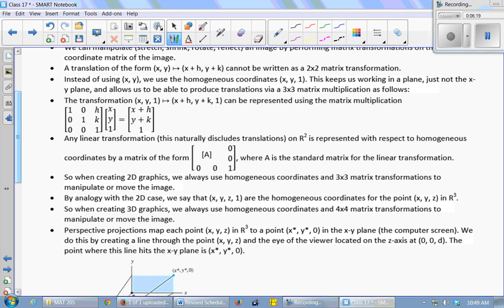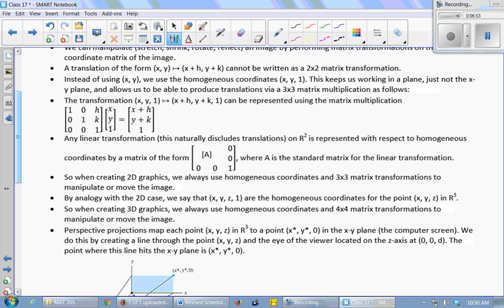Any linear transformation, so anything other than a translation, if you want to stretch or rotate or shrink, anything in R2, any linear transformation in R2, and you want to use homogeneous coordinates because maybe you want to do both a linear transformation and a translation. So in general, we're always going to use the homogeneous coordinates because if you're working with computer graphics, you want to be able to do everything: translate, shift, rotate, stretch and shrink. So we're always going to use the homogeneous coordinates.